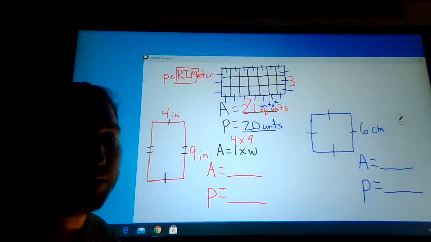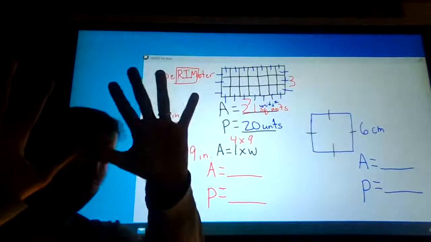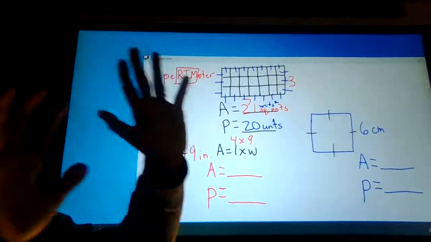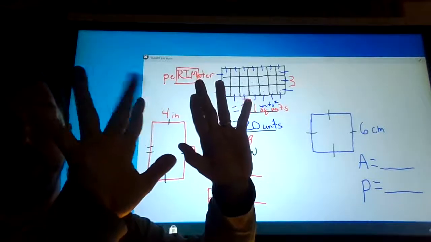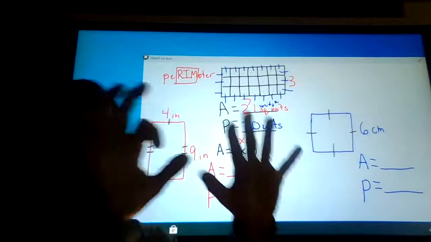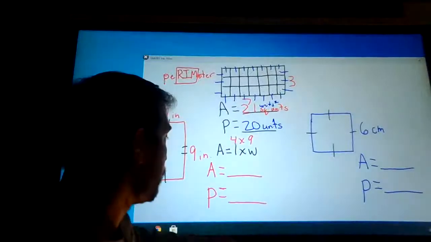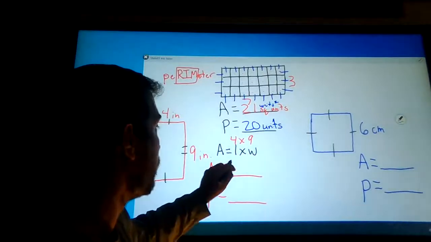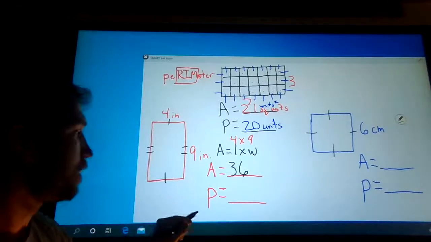I am doing my math facts, a cool little 9 trick. If you ever learned that, put all 10 fingers up. And you put the fourth one down. 1, 2, 3, 4. I say I have 30 on this side and then 6 after that fourth spot. So length times width, 4 times 9 is 36. And they did tell me a measurement. This is in inches.